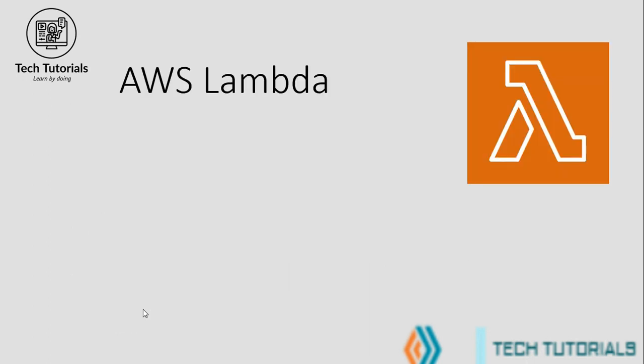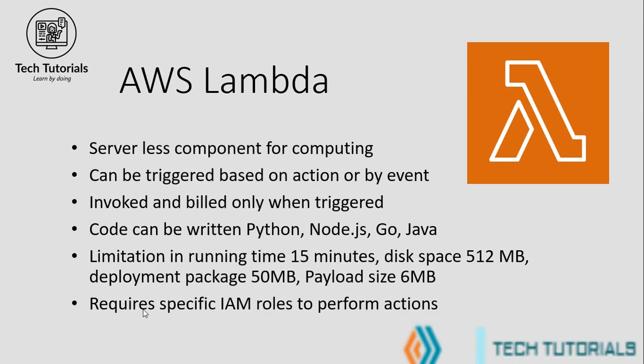The next service is AWS Lambda. It is used for serverless computing. AWS Lambda can be triggered based on certain actions, like while inserting data in an S3 bucket, or by an event, like every day or every evening at 5 p.m. It is billed only when AWS Lambda is invoked. We can write code for AWS Lambda in different programming languages like Python, Node.js, Go, and Java.